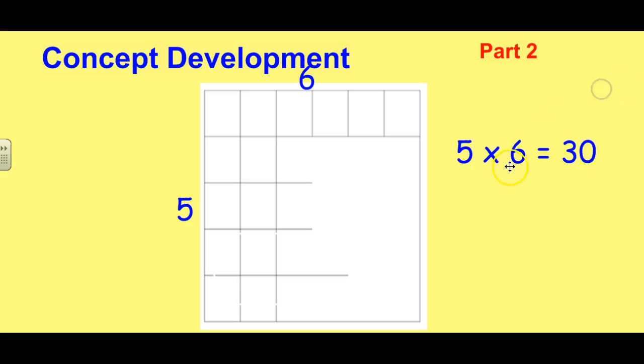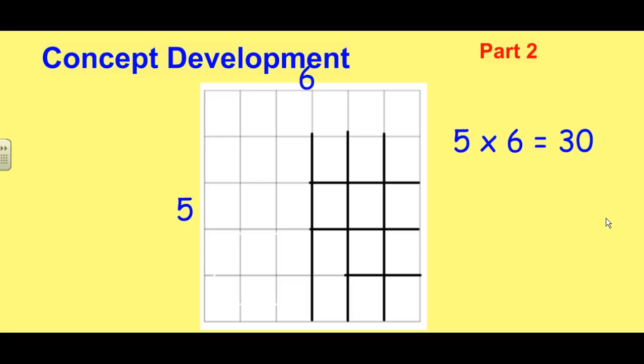So I want you to finish drawing the lines to complete this rectangle to figure out if the area of this rectangle is actually 30. You can use your ruler if you want to have that straight line to help you draw it more straight. So finish drawing this rectangle to see if the area of it is 30 square units. And whenever you're ready to check, you can push play.